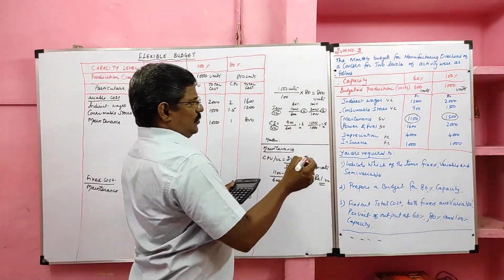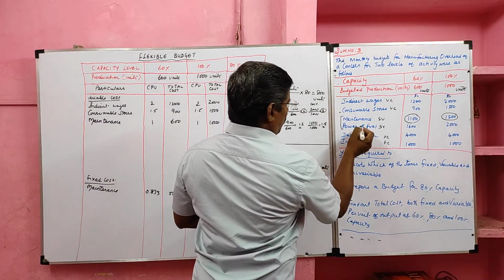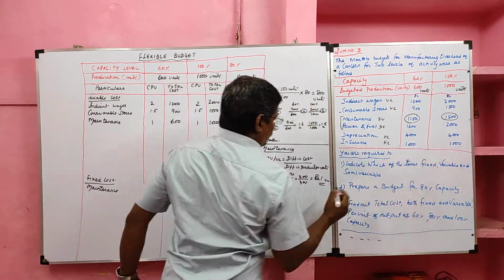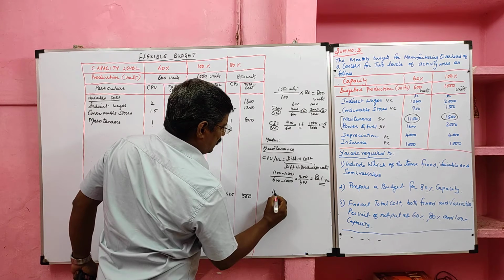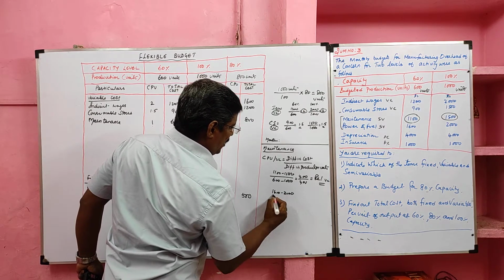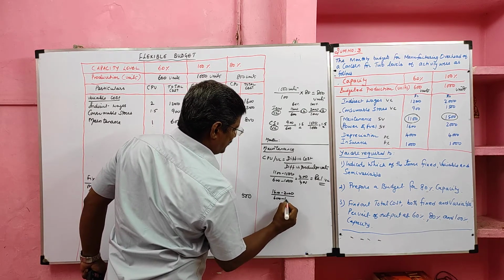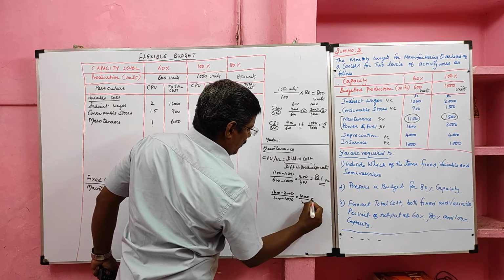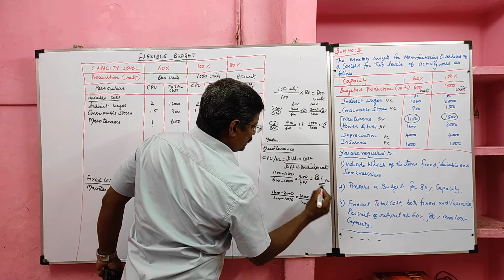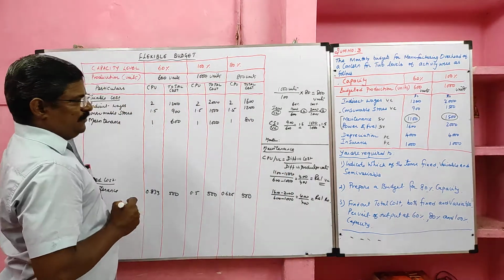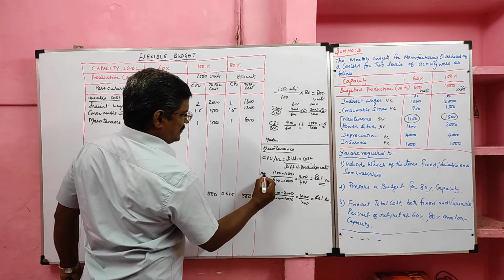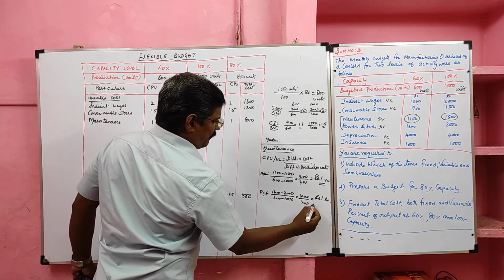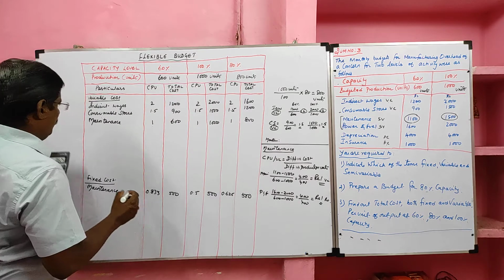Likewise, we have to find the variable cost for power and fuel. The difference in cost, how much? Difference in cost 1600 minus 2000. Difference in units 600 minus 1000. So 400 divided by 400. So variable cost rupees 1. This is for maintenance. This is for power and fuel. So power and fuel variable cost we know 1 rupee.